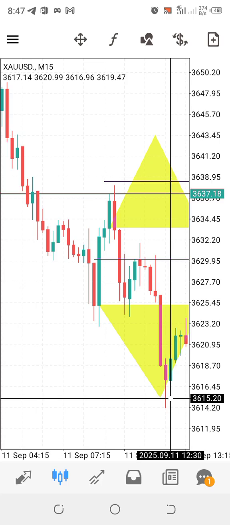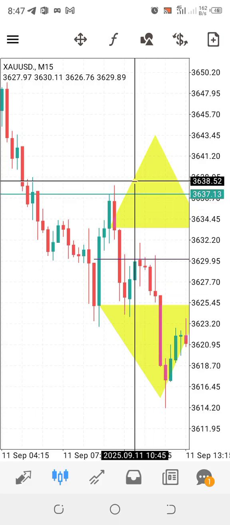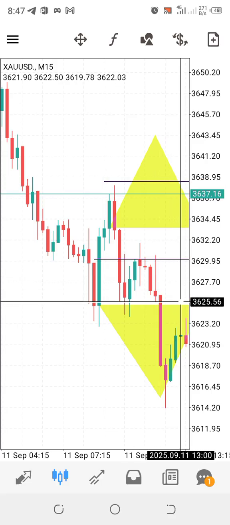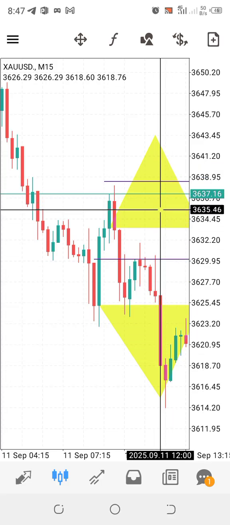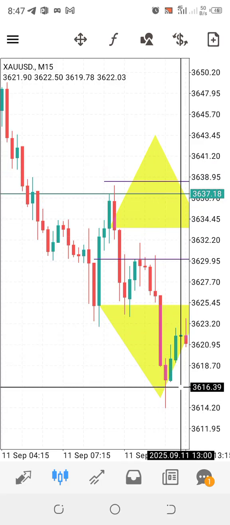You can see that, right? So let's measure the total pips from 3615 all the way up to 3638. So that is about 200 pips. Okay, so now price will stay in between these two levels until one of these levels breaks. That will determine our next direction.